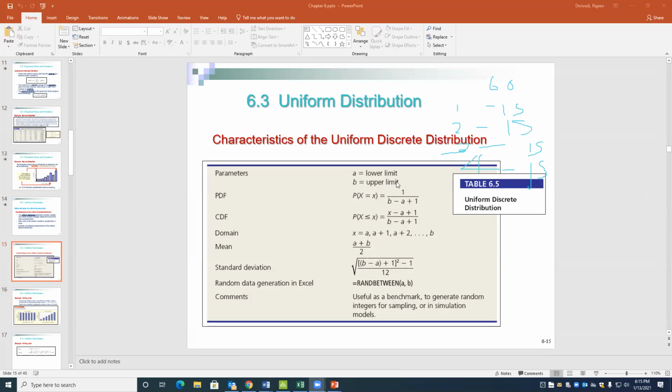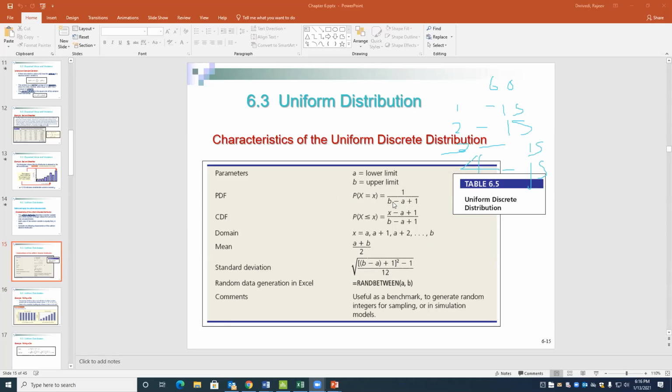And so for the uniform distribution, what are the important parameters? A equal to the lower limit, B equal to the upper limit. This is the PDF function: 1 divided by B minus A plus 1. We are not going into all these equations, these numbers. We are going to see them in Minitab, really. This is the mean, A plus B upon 2. Standard deviation formula is the square root of B minus A plus 1 squared minus 1, divided by 12. So this is just for your information.